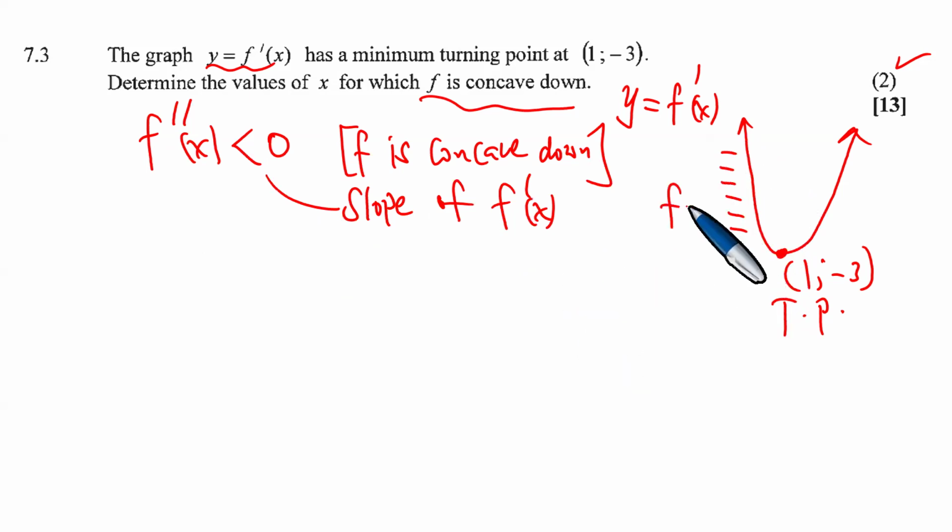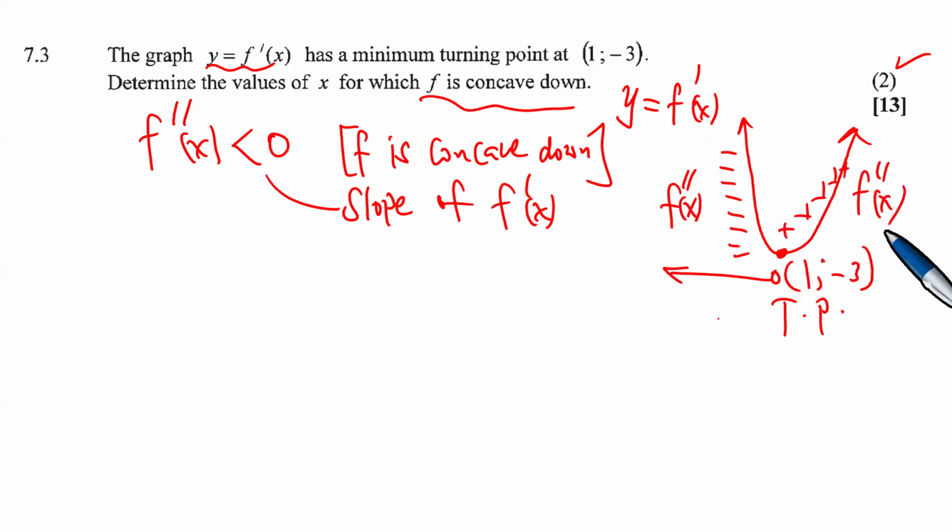So this would have to do with f double prime of x being negative, and that will only happen when we are on this side of the graph, because that is when this is negative. Otherwise, the slope is positive here. This happens when x is less than 1. It's only when we are to the left that the slope is negative.